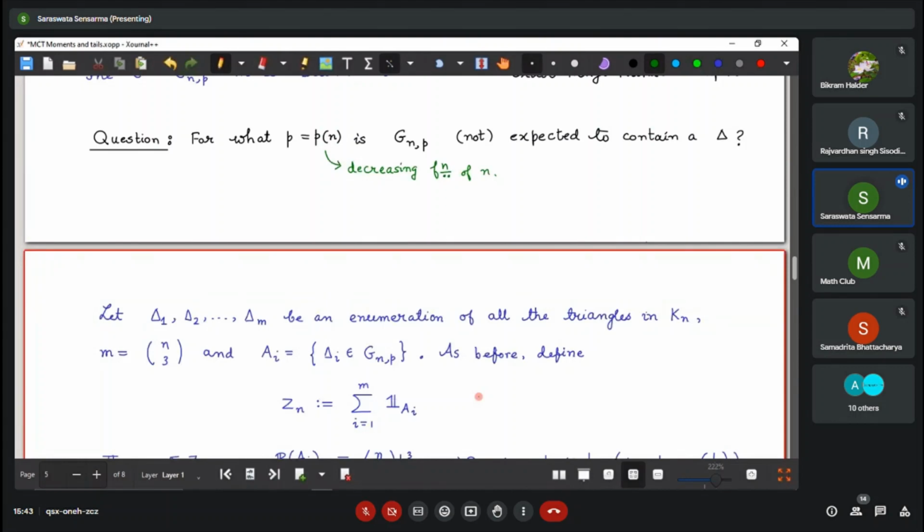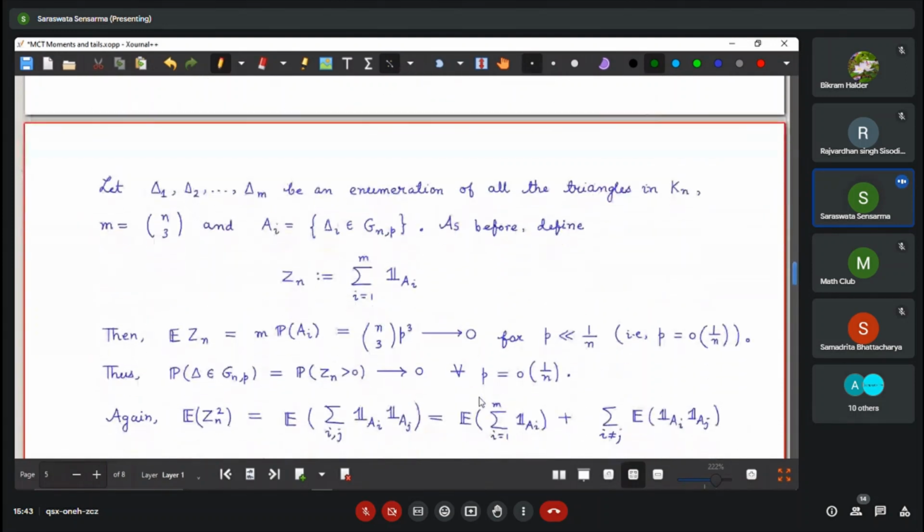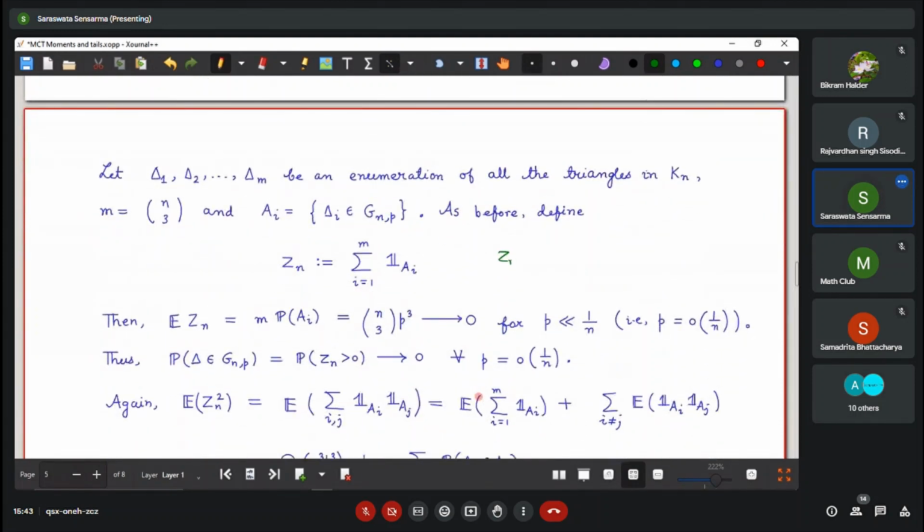There are n choose 3 triangles, and let A_i be the event that delta i is in our Erdos-Renyi random graph G(n,p). As before, you define Z_n to be the summation of indicators of A_i. So Z_n is positive if and only if there exists a triangle in G. To bound the probability of there existing a triangle in G, it's sufficient to use the first and second moment methods.